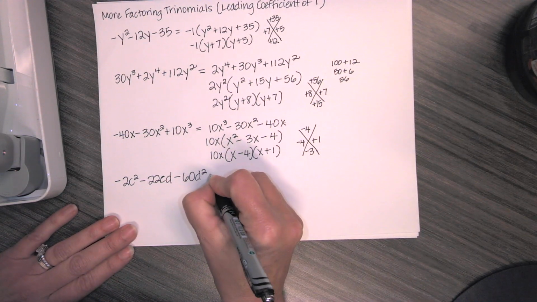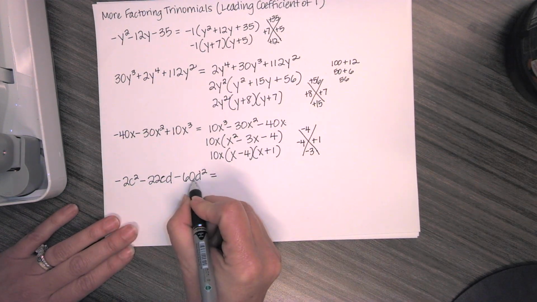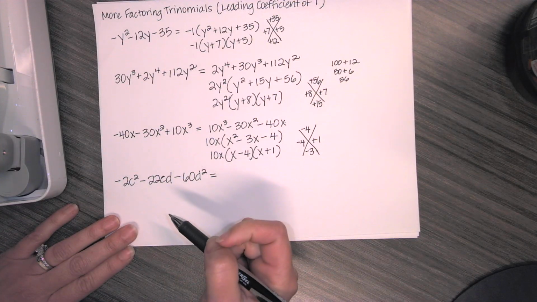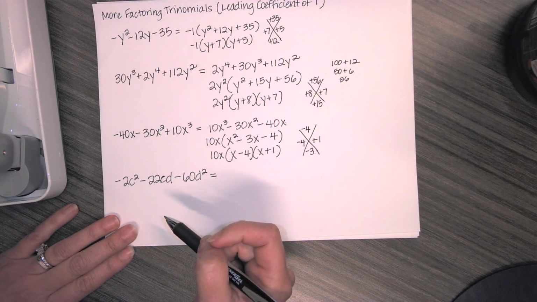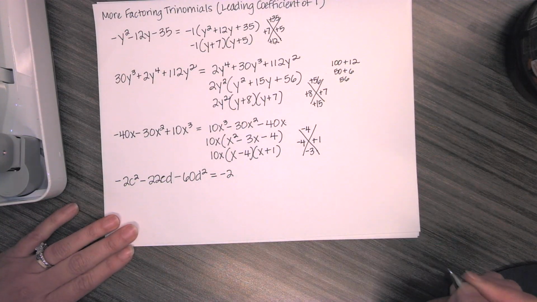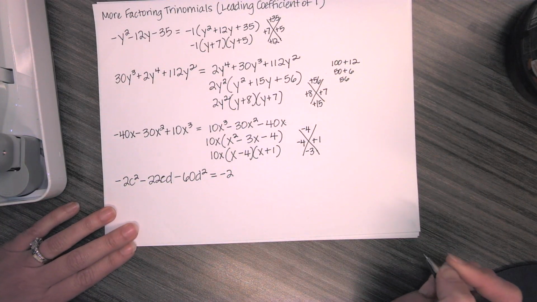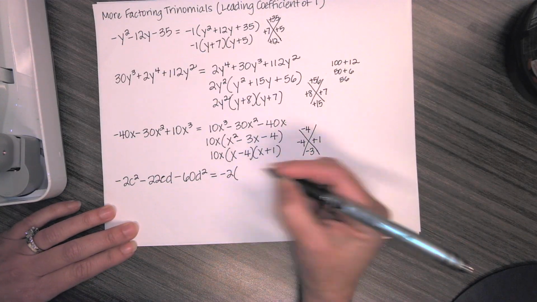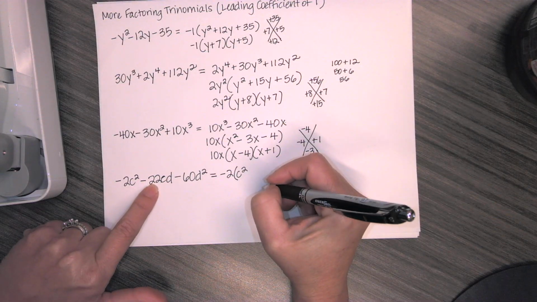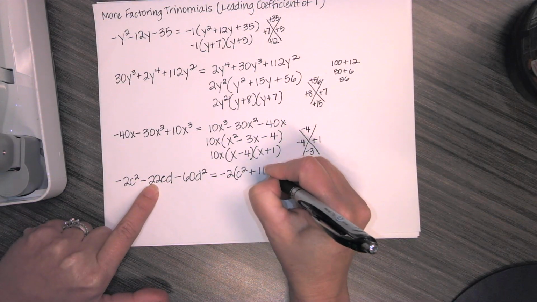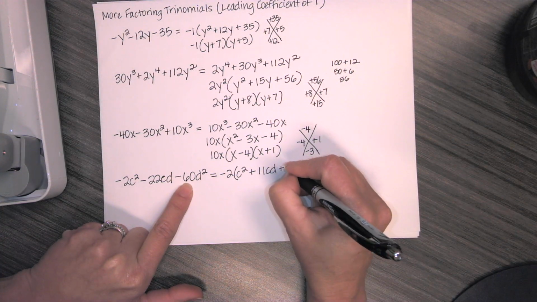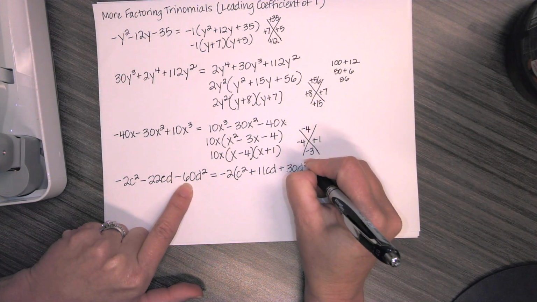Now we'll look for a greatest common factor. I know these are all even, so I know I can take out a 2. I also see that my first term is negative, and I don't like that. So when I factor out my 2, I'm going to go ahead and factor out a negative 2 so that my first term no longer has a negative leading coefficient. If I take out a negative 2, I'm going to have c squared. If I divide this by negative 2, it's going to be positive 11cd. And if I divide this by negative 2, it's going to be positive 30d squared.